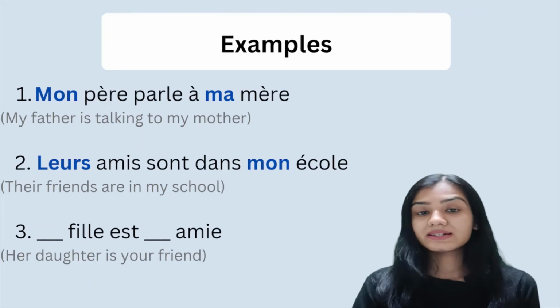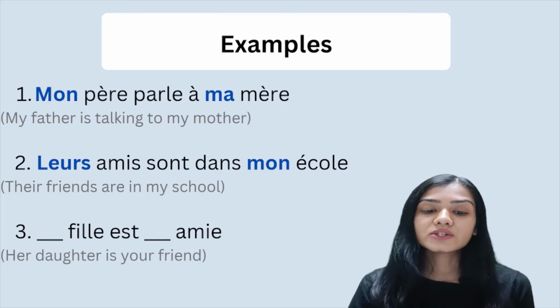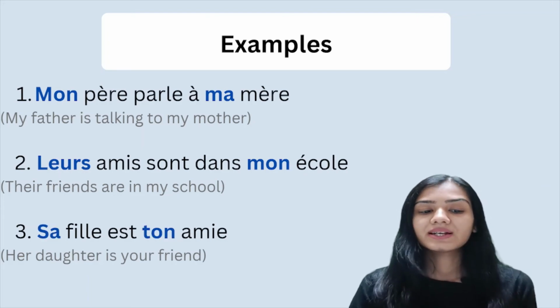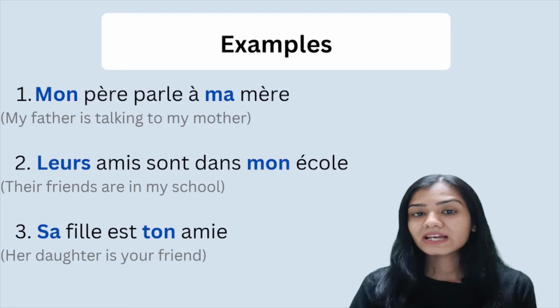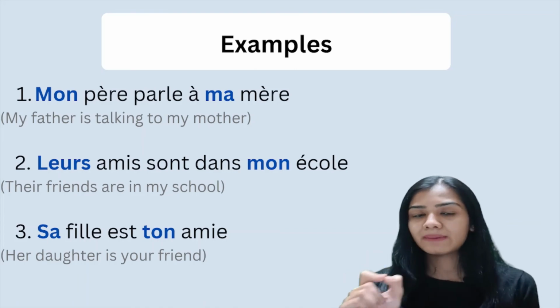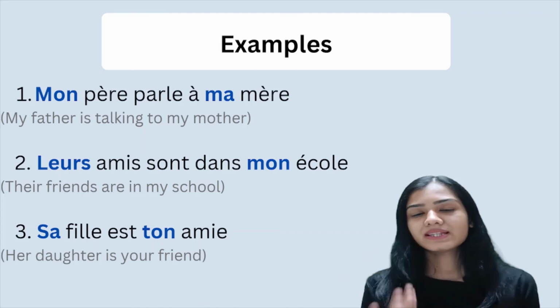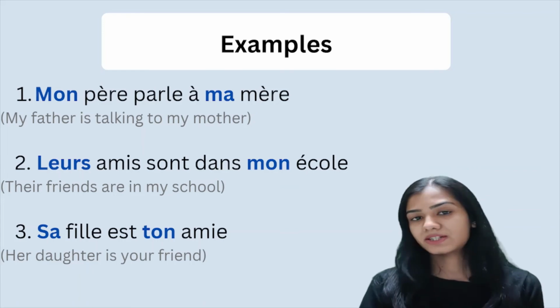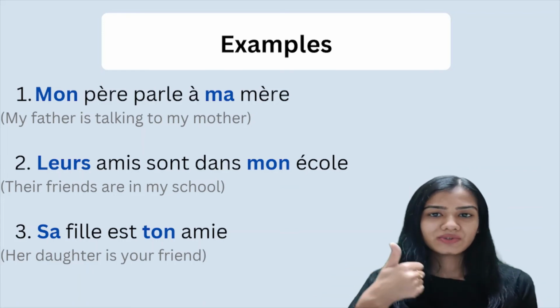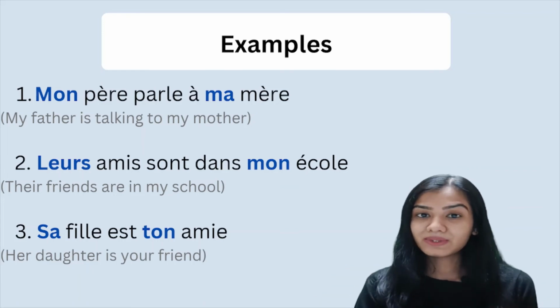Then here, her daughter is your friend. Sa fille est ton ami. Ton ami. Why ton ami? Because again, ami is starting with a vowel. Thus, we are going to use the masculine determinant. Ton ami. Très bien. Of course, French is incomplete without exceptions.